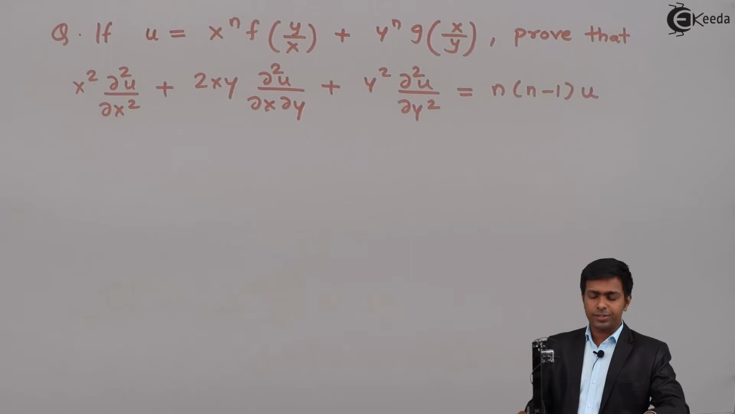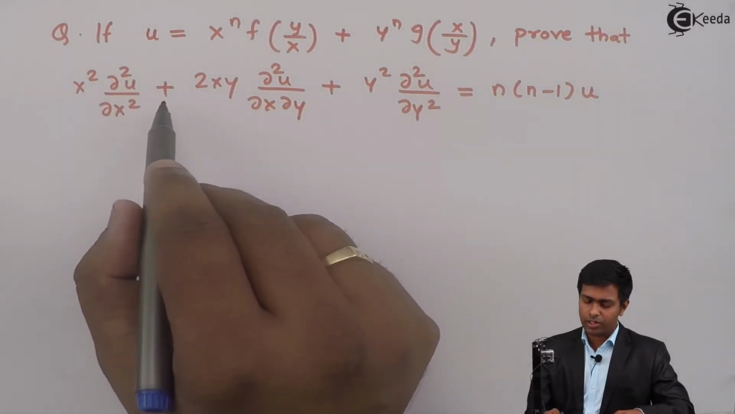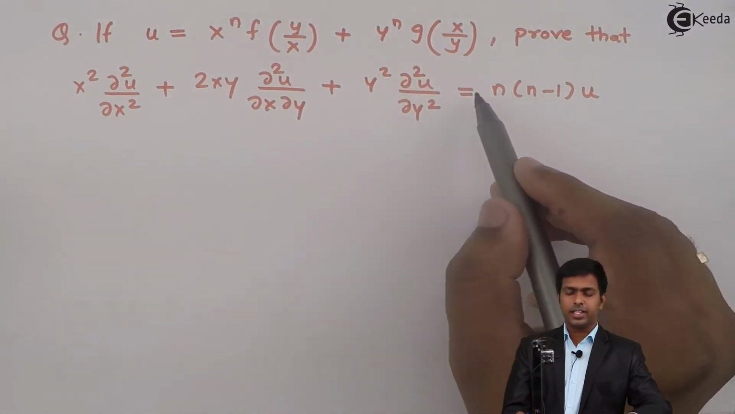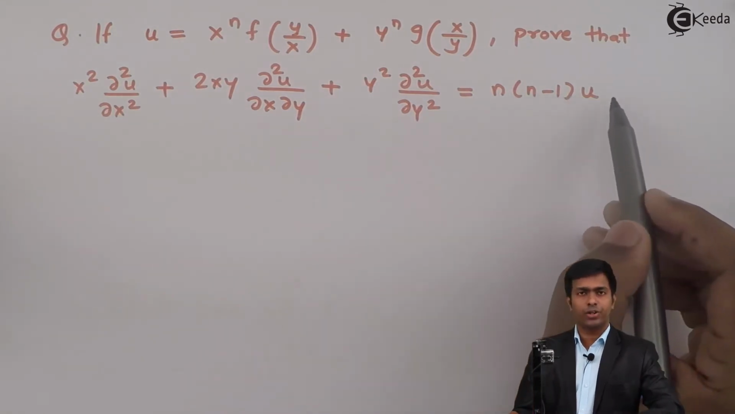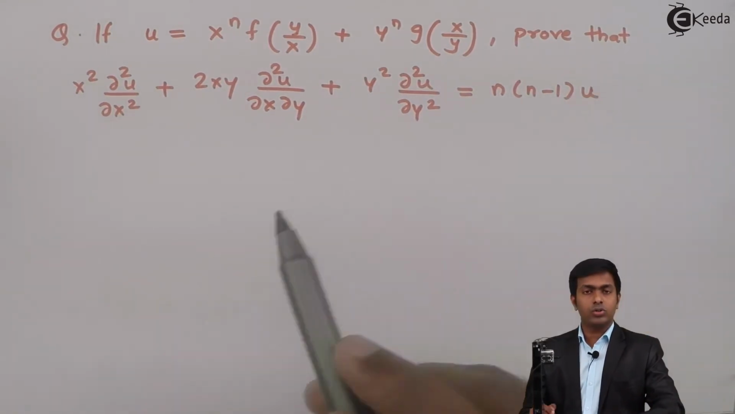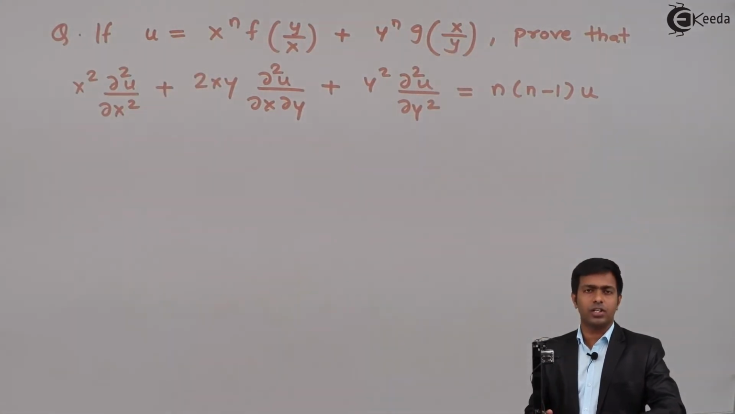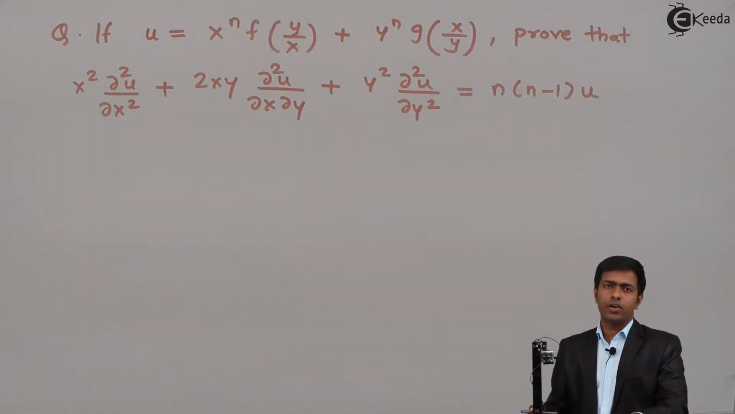So for that, what we'll do is we will use the corollary of Euler's theorem over here, because if you observe the left hand side, it exactly matches the statement of the corollary of Euler's theorem. That statement is like this: x square dou square u by dou x square plus 2xy dou square u by dou x dou y plus y square dou square u by dou y square is equal to, the formula is n into n minus 1 into u only. So to use that corollary, we have to prove that the given function u is a homogeneous function, and then only we can apply the corollary of Euler's theorem.